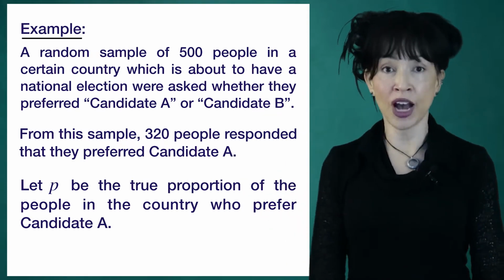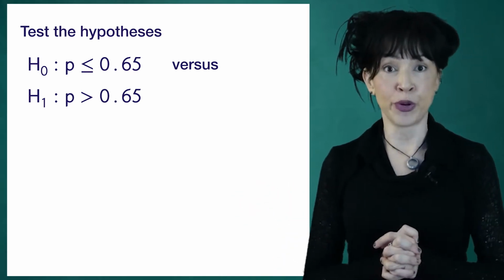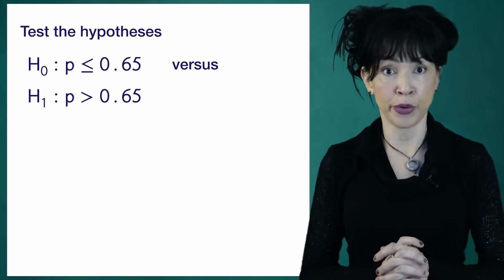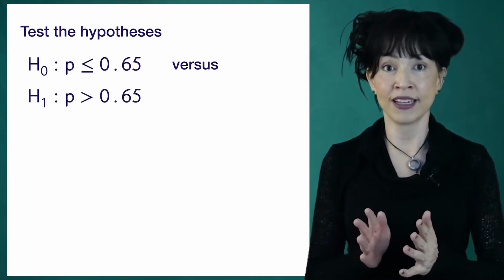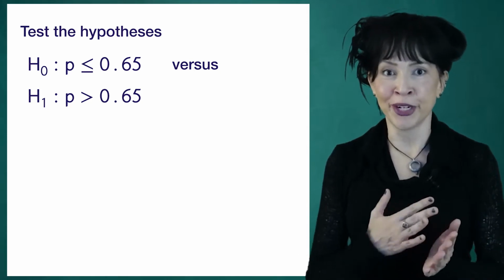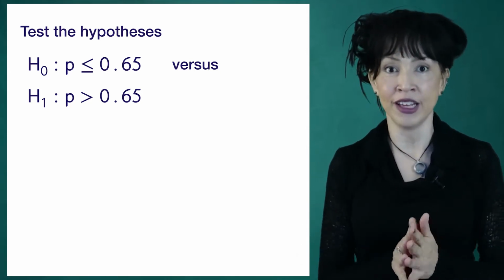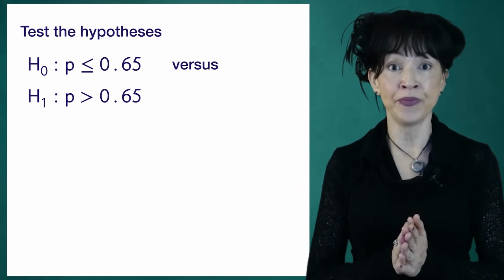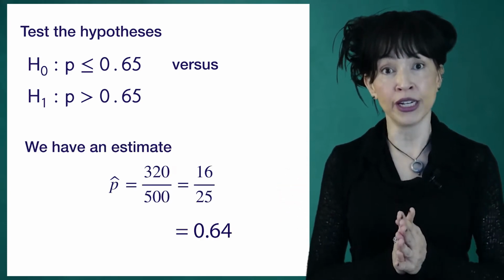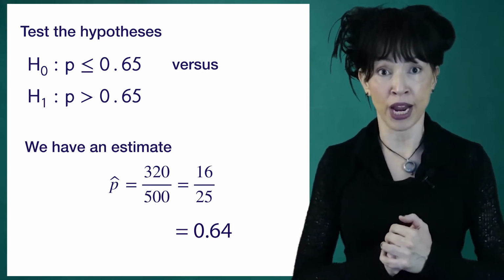So I'm going to set up two hypotheses like this. I've got p less than or equal to 0.65 and p greater than 0.65. And where do these come from? I made them up, so I don't really have a good argument for you about why this should be the null hypothesis and this should be the alternative. I just made them up for an example. And our sample proportion is 0.64, which looks like it's falling in the null hypothesis range.